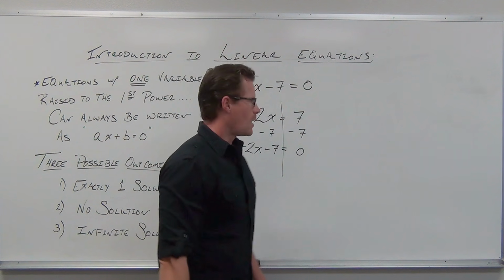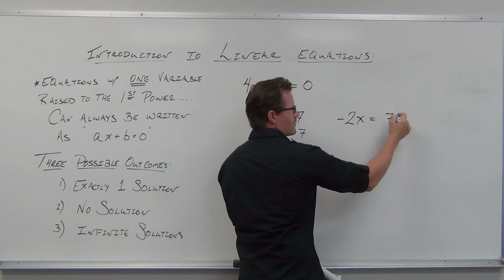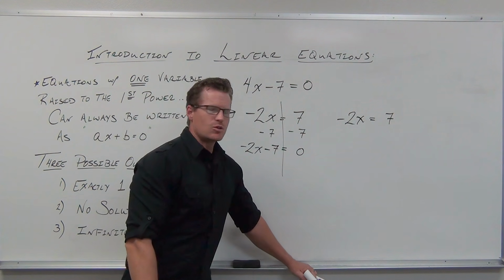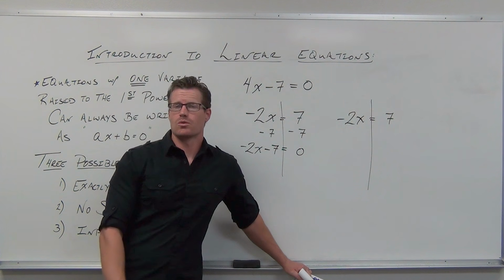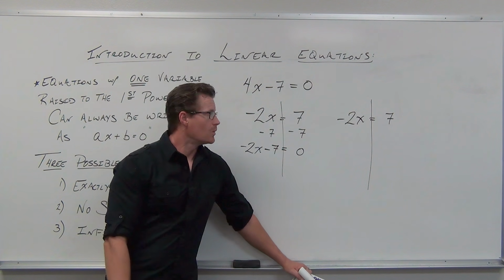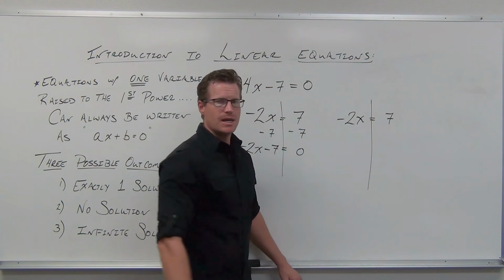Now, I told you there were 2 options. You see, you could also do this. This is a little bit trickier. I don't know if it's trickier, but it uses a little bit different thinking. Let's say we didn't want negatives. Could we write a linear equation differently? Well, what if we didn't want to move the 7? What if we wanted to move the negative 2x?